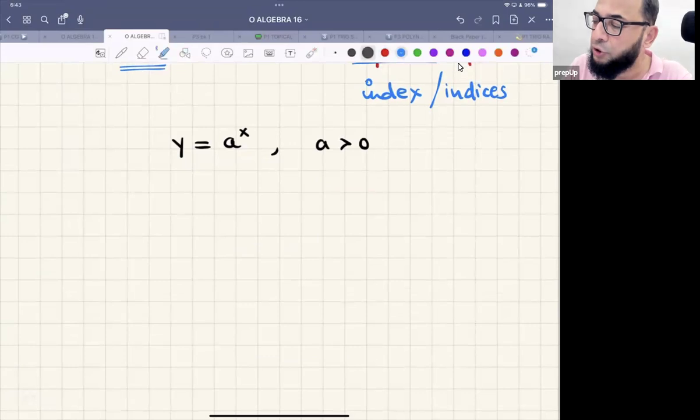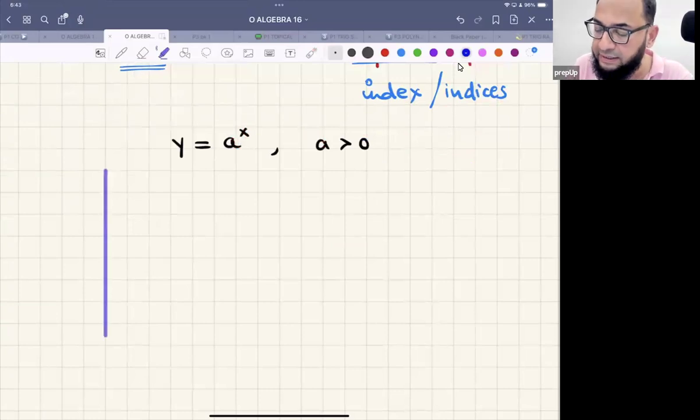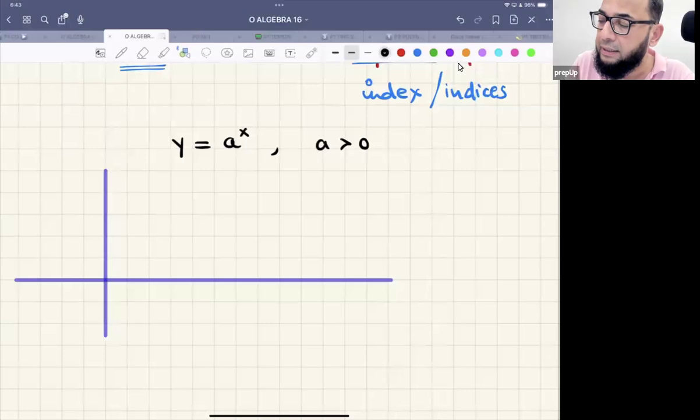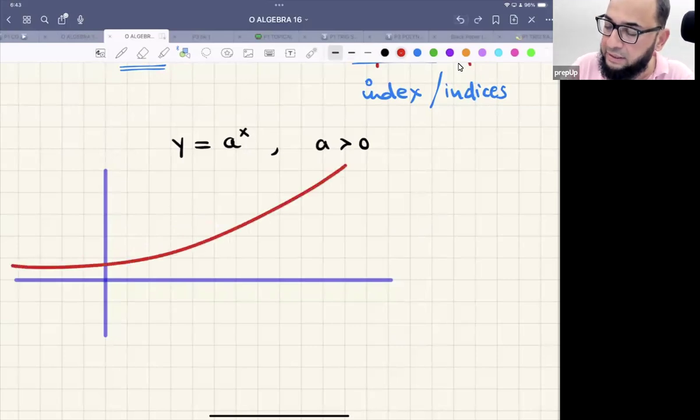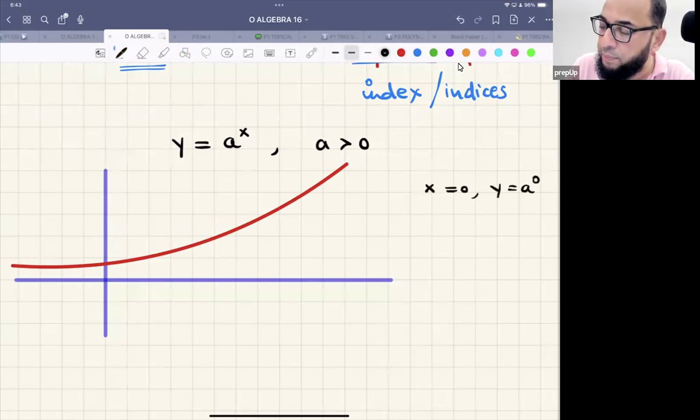If I draw this graph, let me just draw a thin line over here. That is the x-axis, that is the y-axis, and the graph goes like this. That's the graph of the power function. We know that when x is 0, y is a raised to the power of 0, which comes out to be 1. So the y-intercept is 1.